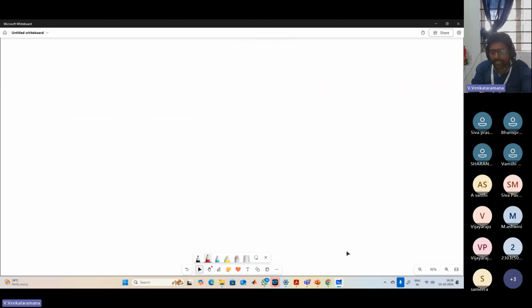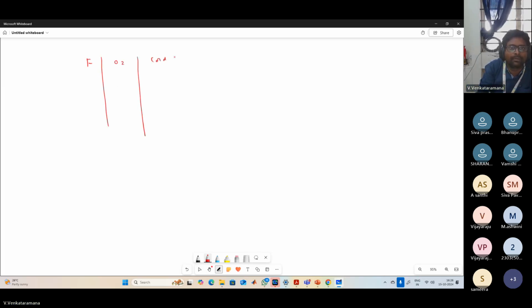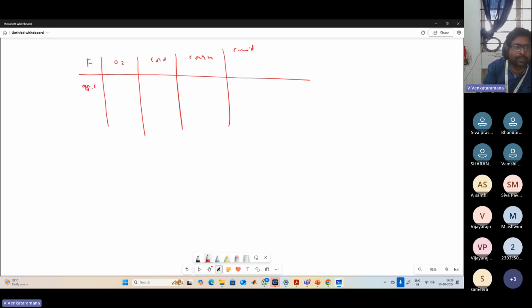Let's assume we are working on the COVID prediction problem. The features are fever, oxygen value, cold, and cough. So let's assume 4 features, and the output is COVID positive or negative. For example, the values are 98.6, O2 100, no cold, no cough, then no COVID. Just an example. Let's assume fever 103, oxygen level 80, cold yes, cough yes. So it may be a COVID positive.